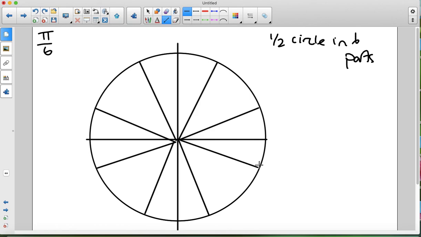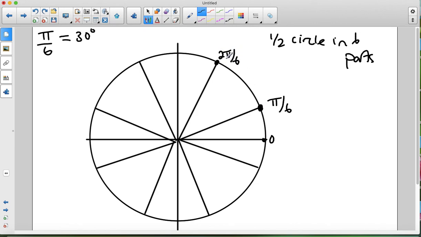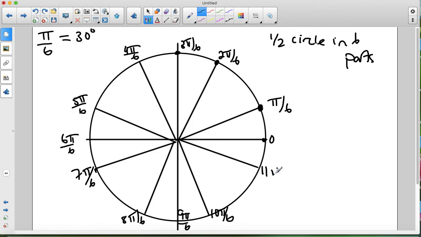All right, so if you notice pi over 6, if you remember, that would be 180 over 6, which makes 30 degrees. So let's look at this. This is your 30 degrees, also known as pi over 6. This is starting off at 0. That means that this one is going to be 2 pi over 6. This is 3 pi over 6, and this would be 4 pi over 6. This is 5 pi over 6, 6 pi over 6, 7 pi over 6, 8 pi over 6, 9 pi over 6, 10 pi over 6, and 11 pi over 6.